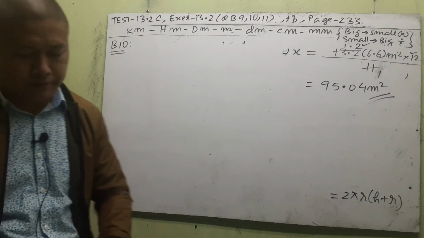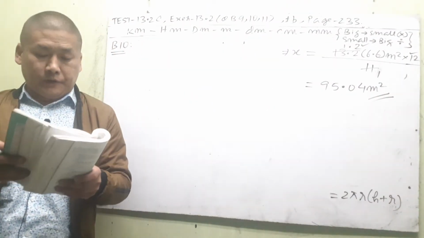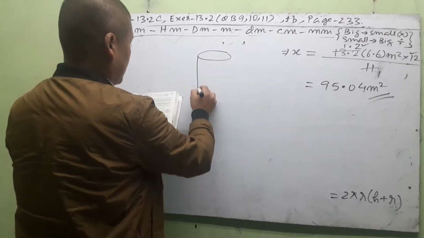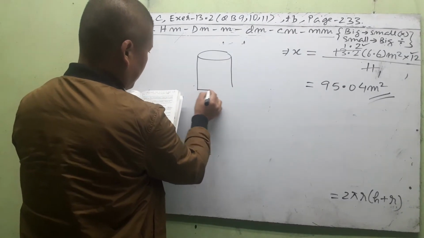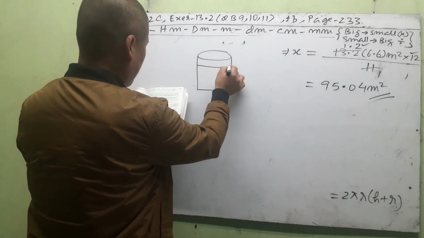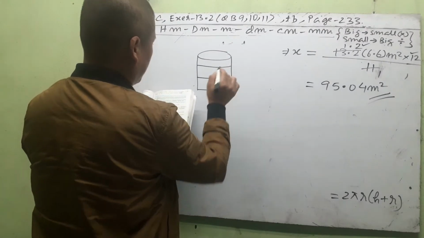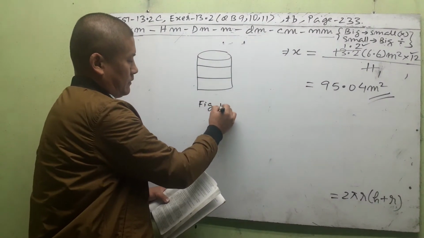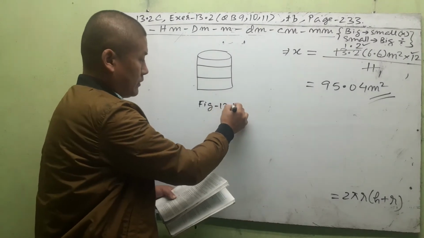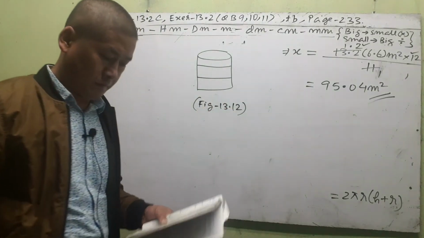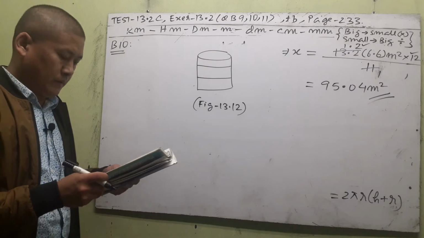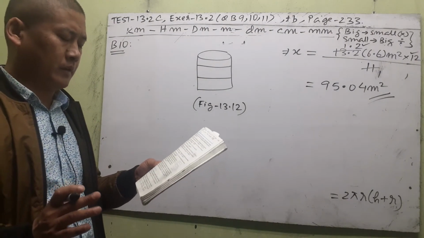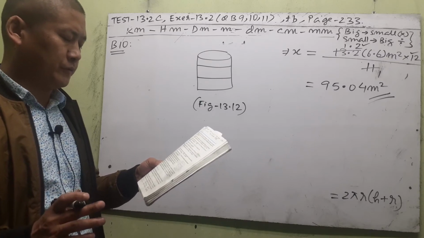We read the question for us. In figure 13.12, the textbook figure looks like this. There's a cylindrical frame having iron bars like this, 1, 2, 3. We see a frame of a lampshade which is cylindrical in shape. It is to be covered with decorative cloth. The frame has a base diameter of 20 centimeter.